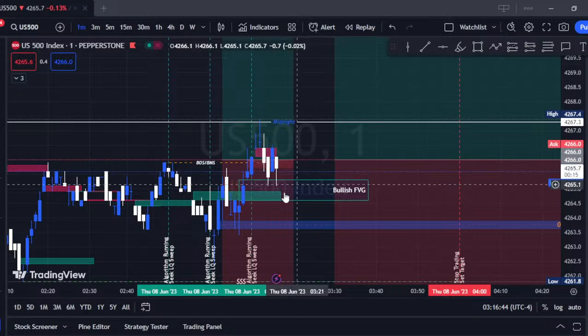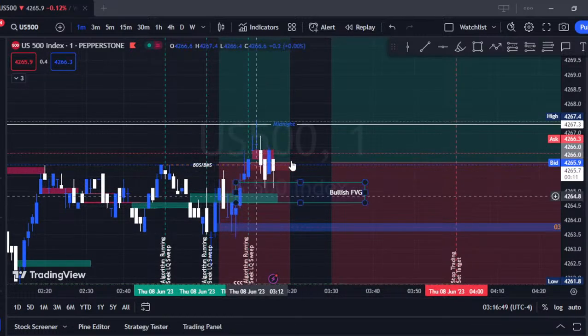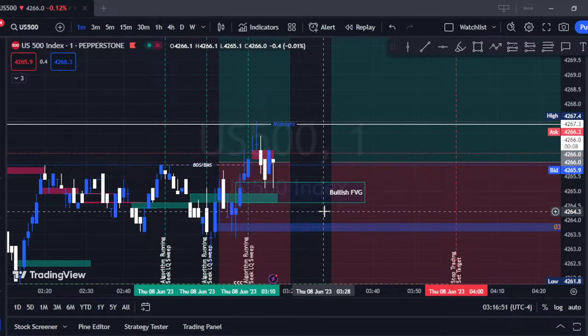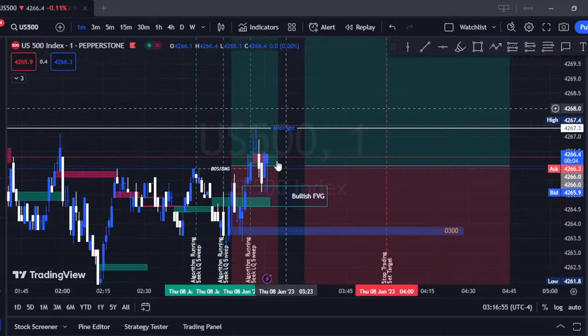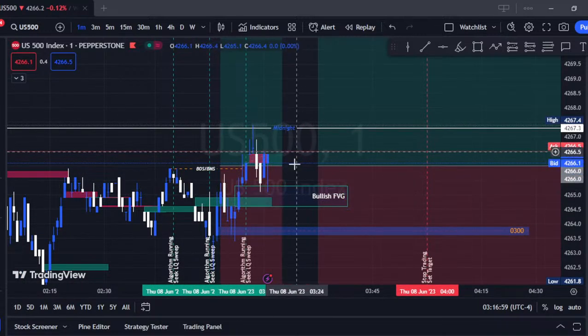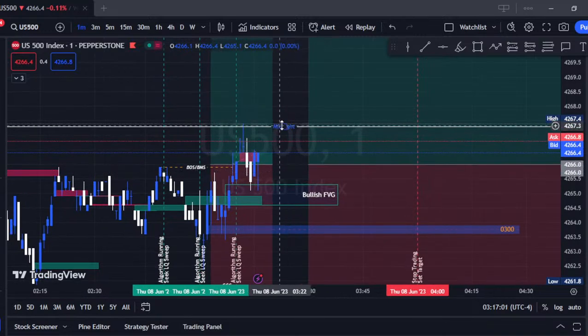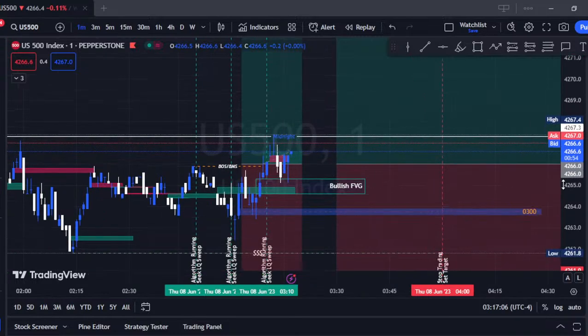If I were you, I would take the trade right now, buy two, because it's still in my buy zone here. It's still tapping the bullish BPR here. Still in the discount.